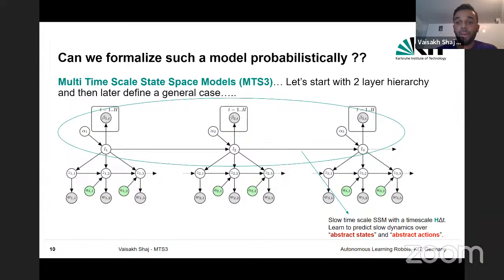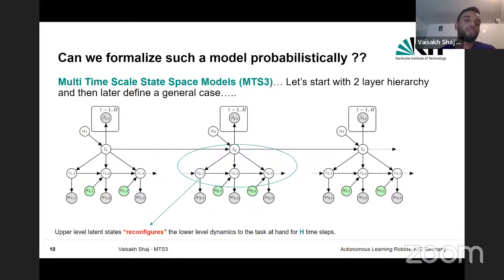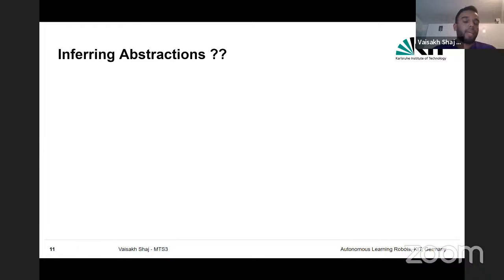They operate on abstract states and actions, and I will also define what these abstractions are. And finally, most importantly, how are these connected? The upper-level time-abstract latent states reconfigure the lower-level latent states for a certain time window of h time steps. And after h time steps, the task changes. So this is how we defined MTS3, or multi-time scale state space model. Okay, so what are these abstractions that I was talking about? How do you infer these abstractions in these models?